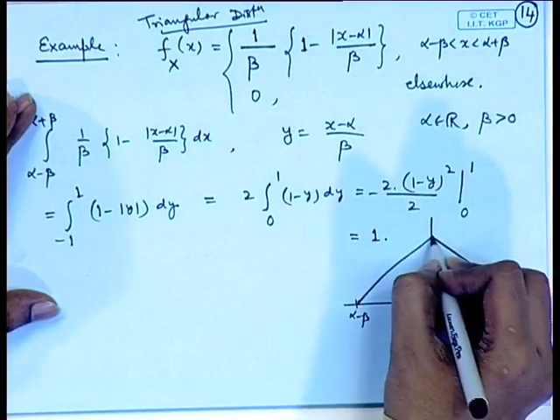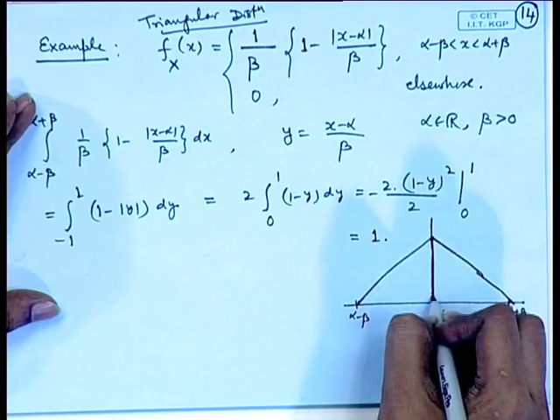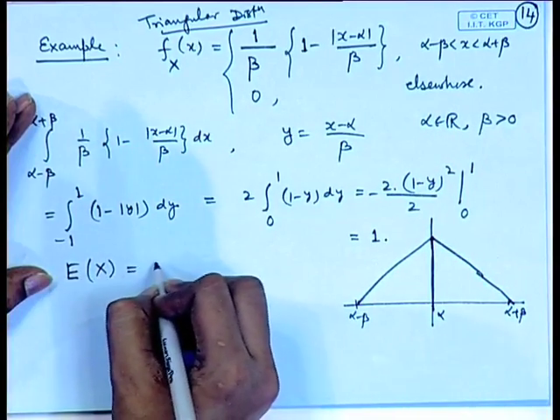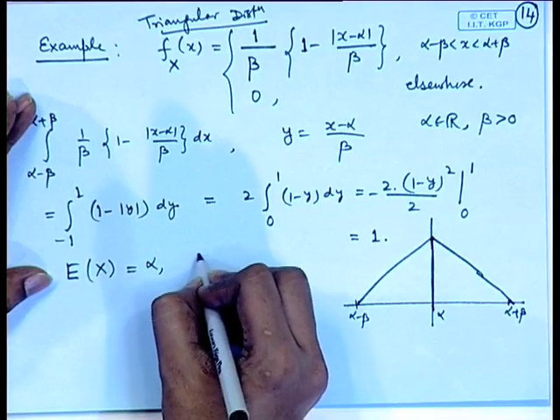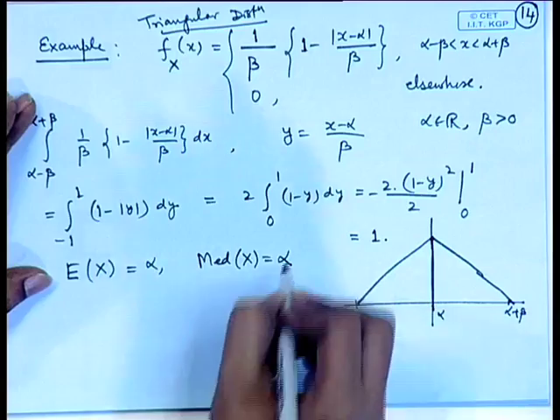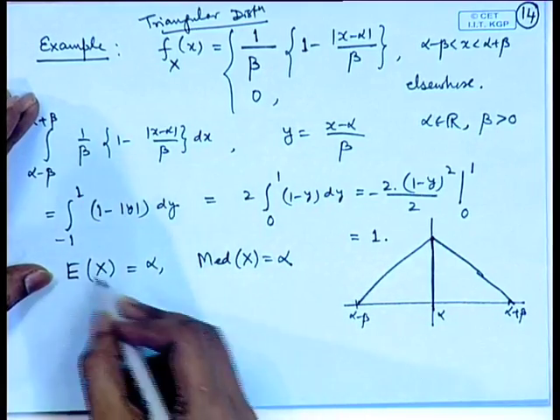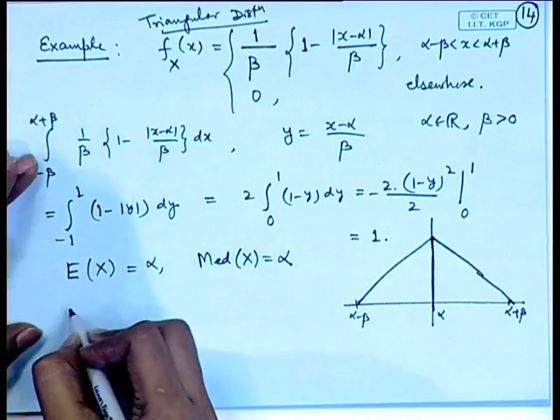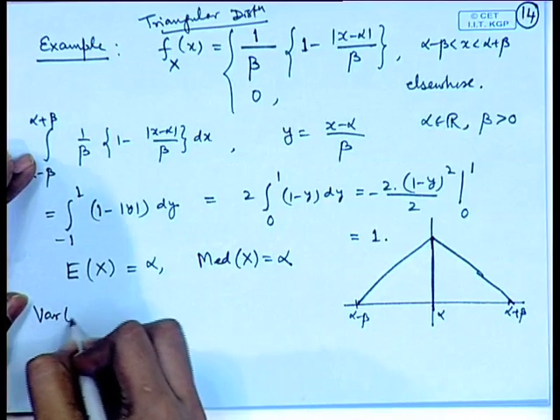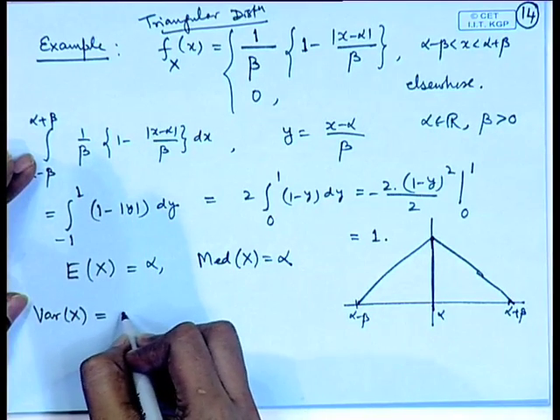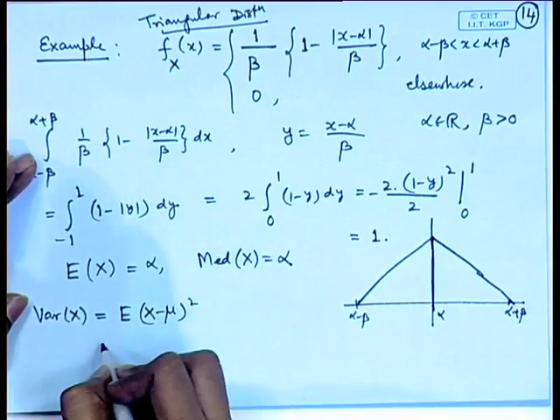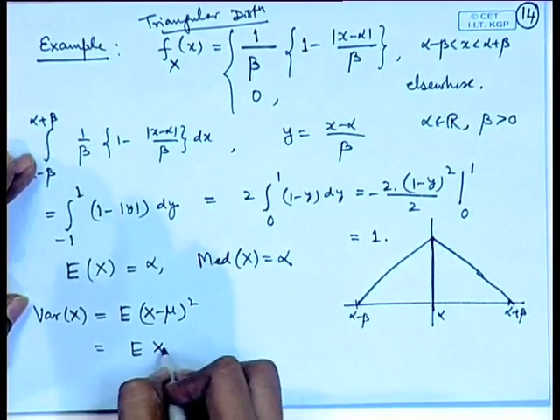Therefore, easily you can see that the mean and median of this distribution must be alpha. Expectation of x must be alpha, the median of x must be alpha. Therefore, we can consider higher order central moments. Let us consider, say, variance. So, variance of x is equal to expectation of x minus mu square, that is equal to expectation of x minus alpha square.